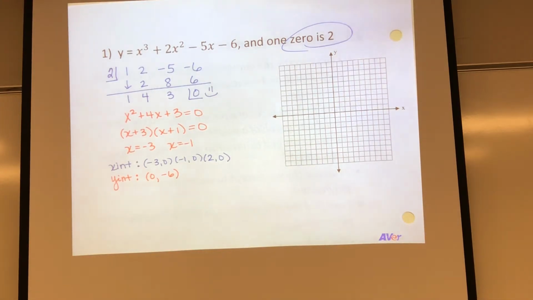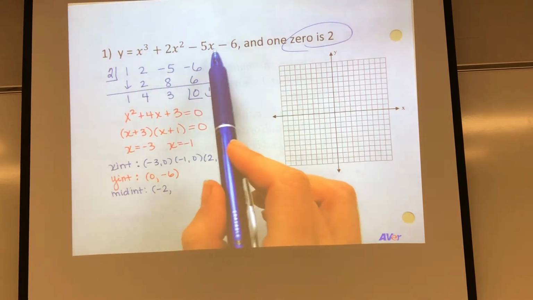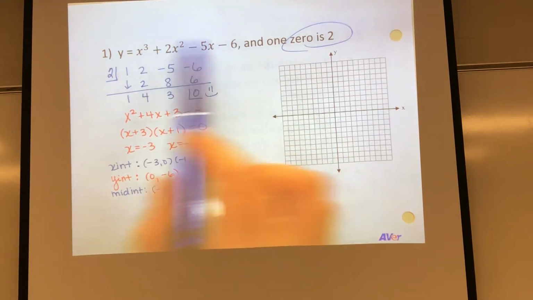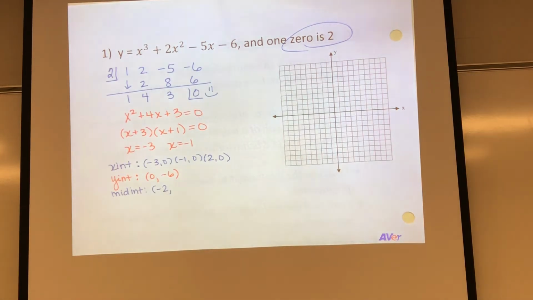All right, next up it says to find the mid-intervals. So we want to know what is the average? What's in between -3 and -2? Well, I'm sorry, I said the wrong number. What's in between -3 and -1? Well, it's -2. Then you're going to take -2 and put it back into your x's here and solve and see what -2 gives you. So go ahead and try that. What you should get is 4.